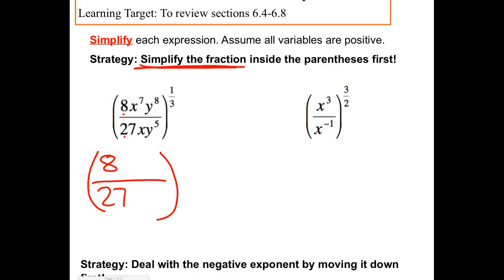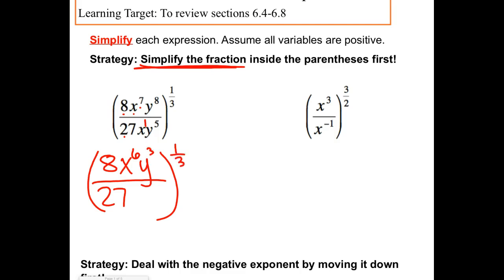My x's, reminder, when you have them in fraction form, that means you take your powers and subtract them. So if I have x to the 7th and x to the 1st, that means we're going to subtract them and we're going to have x to the 6th. Now notice I have more of them on top, so I'm going to have x to the 6th on top. My y's, I have 8 of them and 5 of them, so I'm going to subtract them and I'm going to have y to the 3rd.